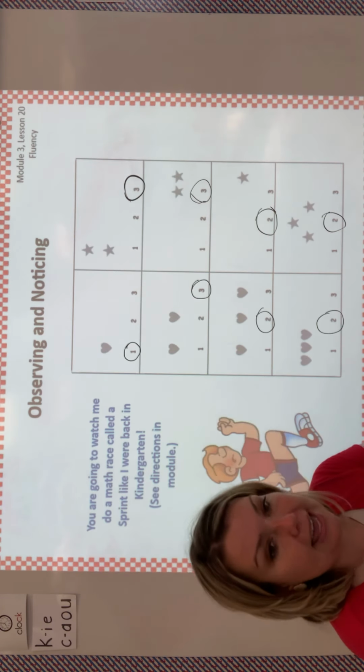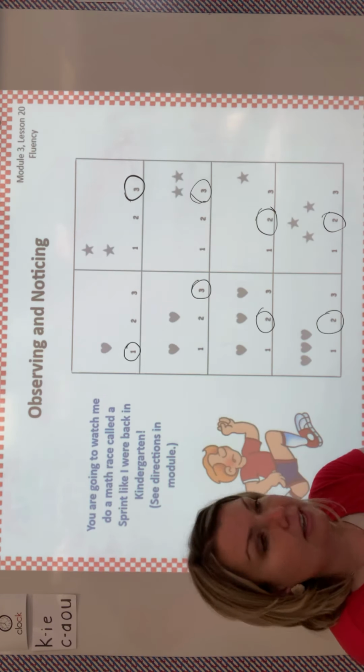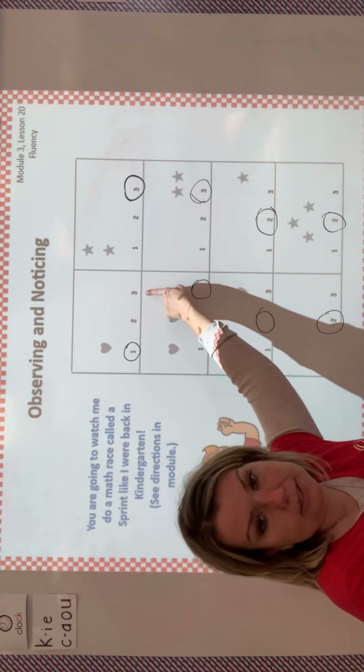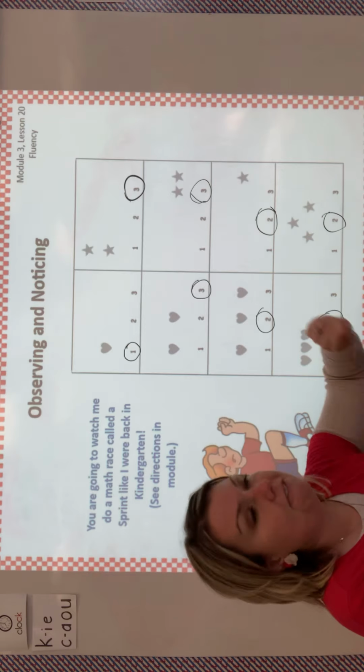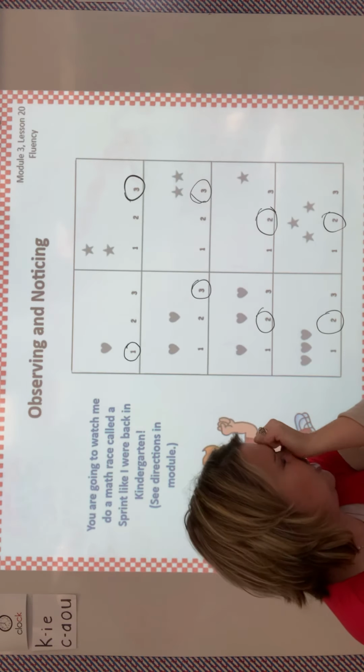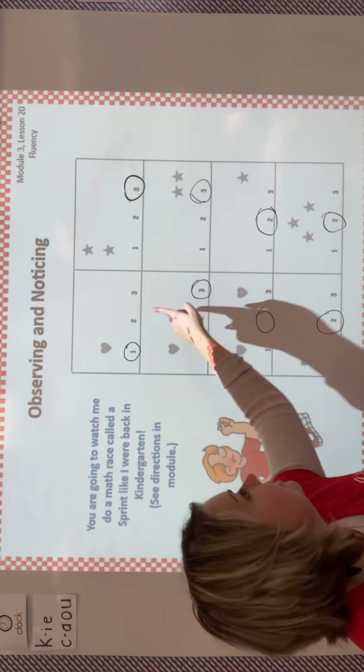More and less. If it's more, you're gonna move to the right down the number line. If it's less, you're gonna move backward to the left. Left, less.